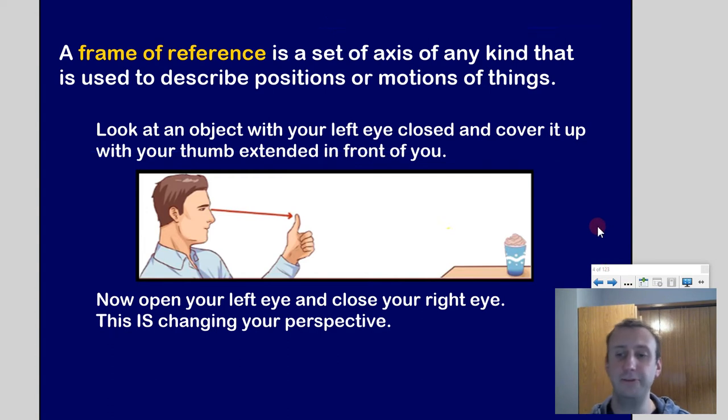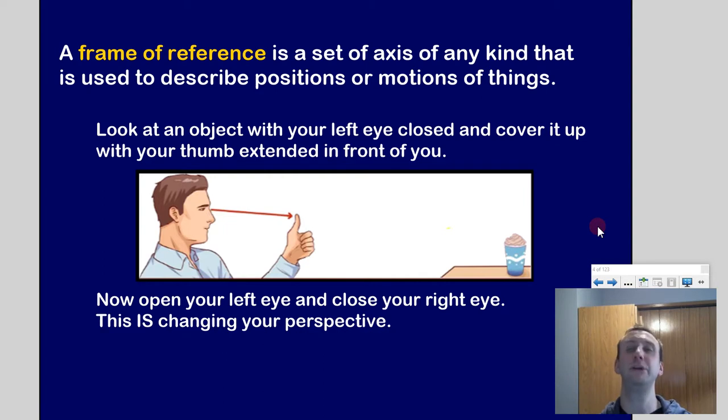So to understand a lot of this, we're going to first talk about frame of reference. And this is going to tie into later on our understanding of geocentric points of view. But a frame of reference is a set of axes of any kind that is used to describe positions or motions of things. So we can actually observe the idea of frame of reference really easily. If you look first with your left eye and then with your right eye and go back and forth like that, you can see how things shift just a tiny bit. And I can actually go like this as well. That's called parallax. And it's the idea that as we change our point of view, that's our frame of reference.